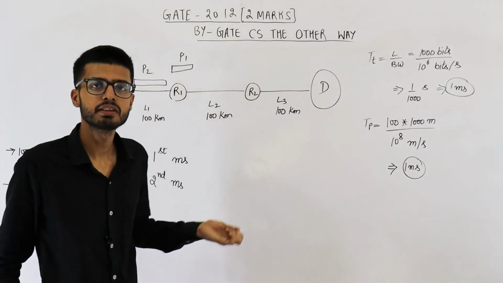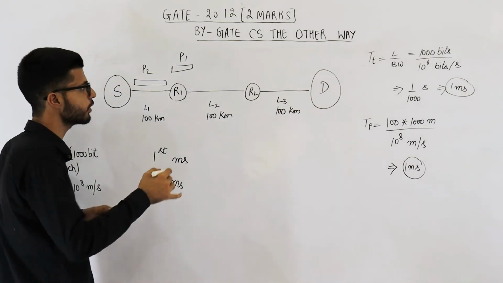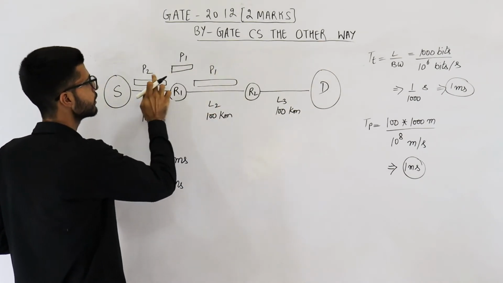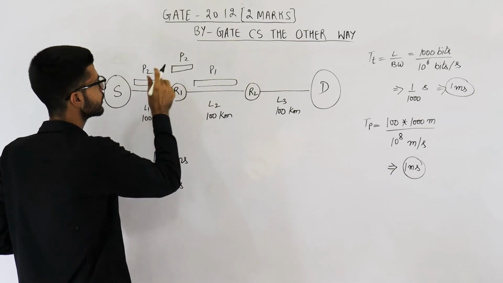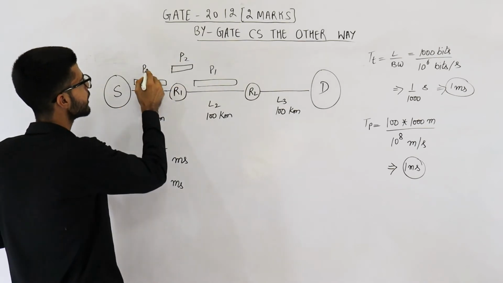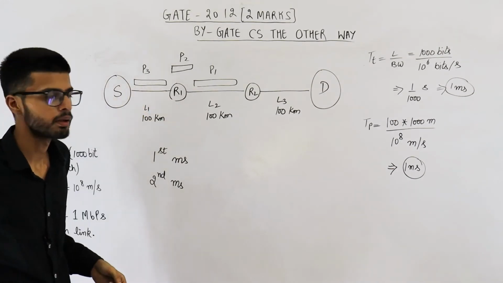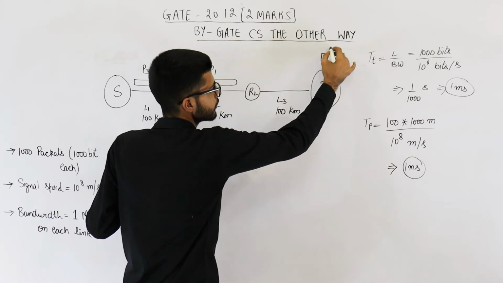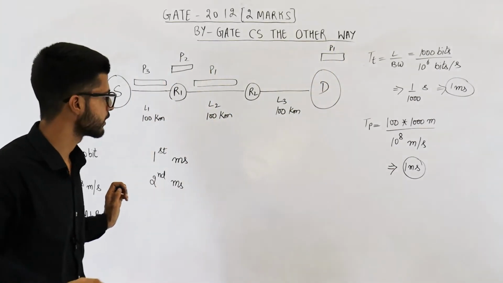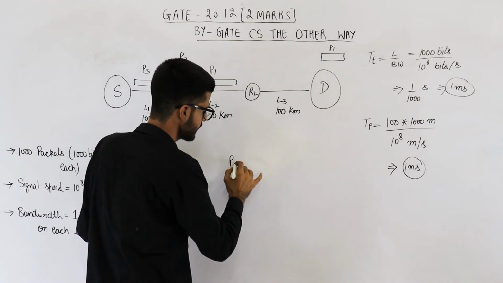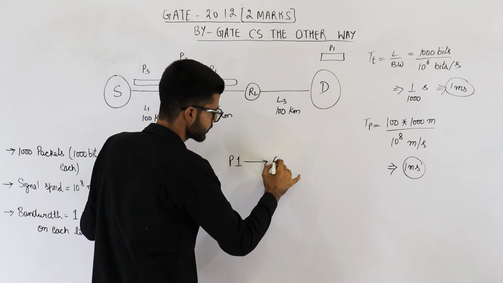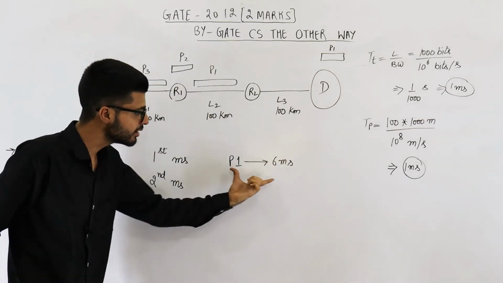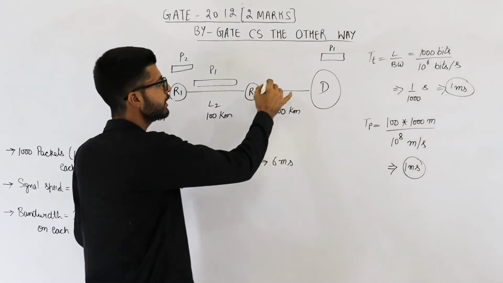What will happen after the third millisecond? At the ending of the third millisecond, P1 has reached here, P2 will reach here, and the source will completely transmit P3. That means P3 is on the channel. Now you can easily analyze that at the end of 6 milliseconds, the first packet will reach the destination. So P1 requires 6 milliseconds. In these 6 milliseconds only, P2 will reach here.